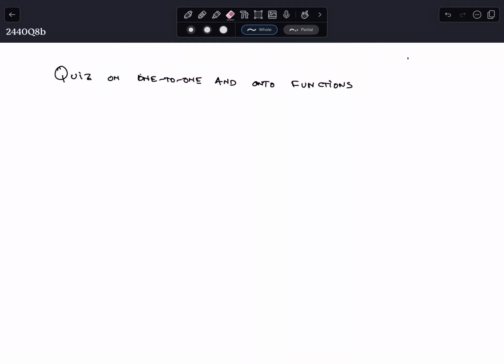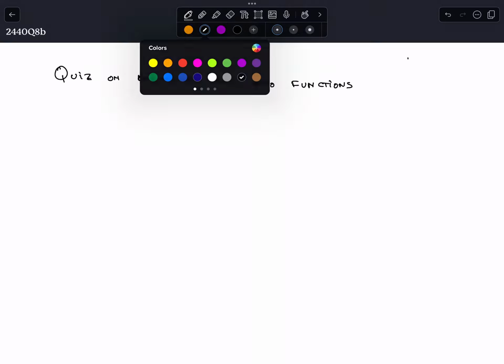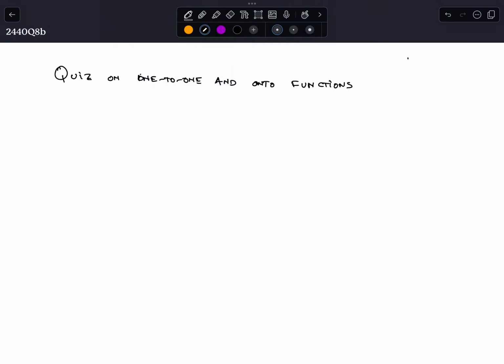Hello everyone. For today we're going to work on a quiz about functions, from section 2.3, but specifically about one-to-one and onto functions. So what do I mean with that? Let's quickly review what's going on here.